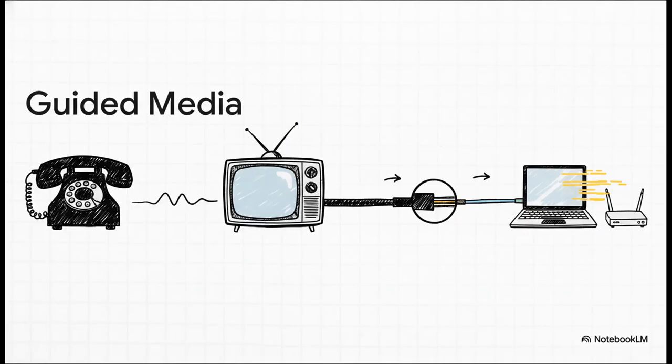Man, our wired connections have evolved like crazy. We started with those simple twisted copper wires for old-school telephones. Then we upgraded to the thicker coaxial cables for cable TV. But now, the real backbone of the modern internet is fiber optic cable, which sends our data as literal pulses of light through impossibly thin strands of glass at mind-boggling speeds.